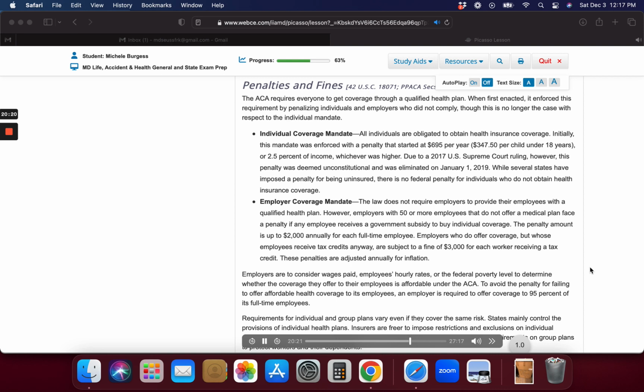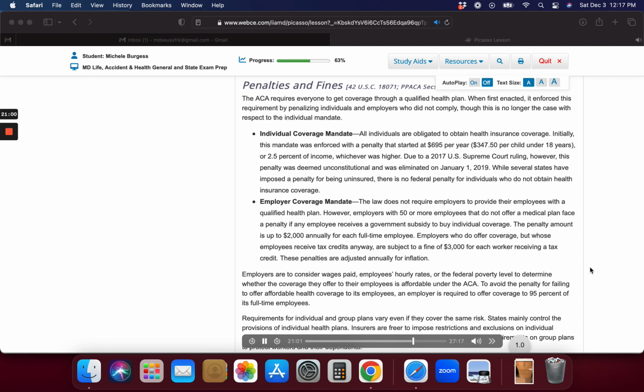Individual coverage mandate. All individuals are obligated to obtain health insurance coverage. Initially, this mandate was enforced with a penalty that started at $695 per year, $347.50 per child under 18 years, or 2.5% of income, whichever was higher. Due to a 2017 U.S. Supreme Court ruling, however, this penalty was deemed unconstitutional and was eliminated on January 1, 2019. While several states have imposed a penalty for being uninsured, there is no federal penalty for individuals who do not obtain health insurance coverage.